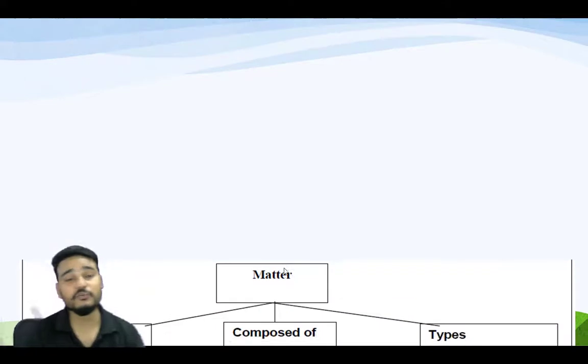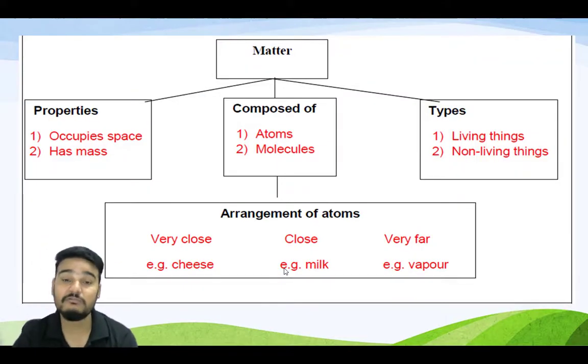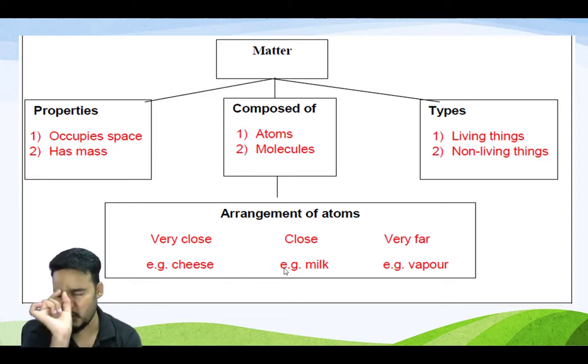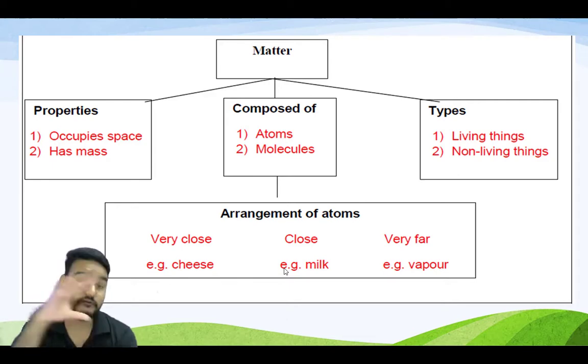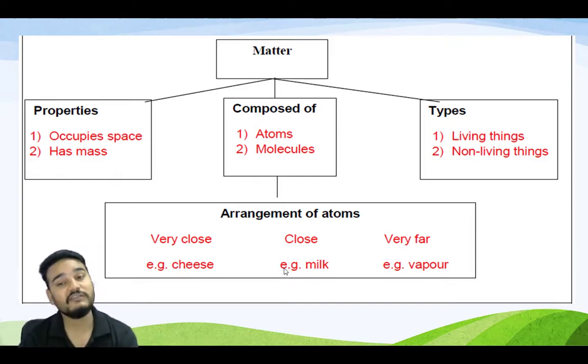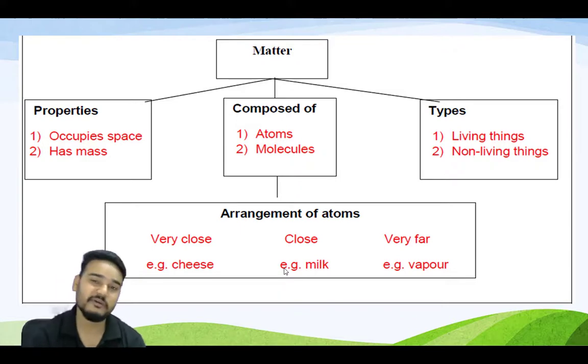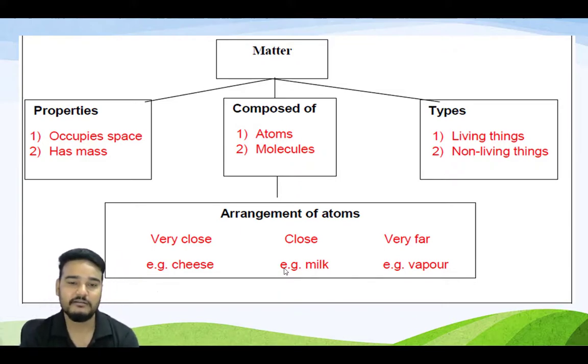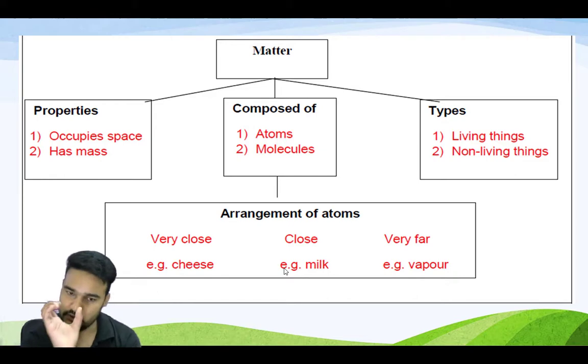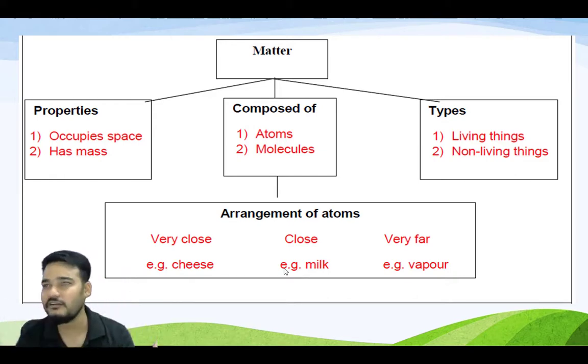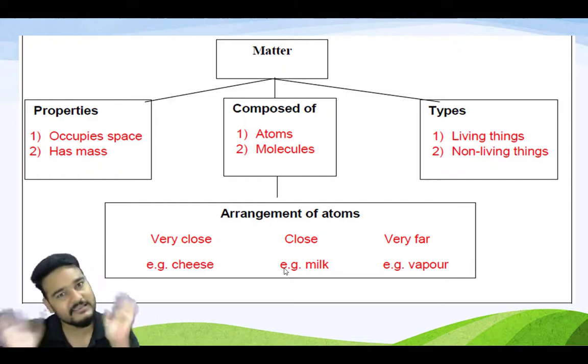Now it was about matter. So we have learned some properties of matter: it occupies space and has mass, and matter is composed of small tiny particles called atoms, and when multiple atoms come together they become molecules. All living things, non-living things, artificial, man-made things come under matter. When the atoms are very close, it is solid. When they are a little bit close, it is liquid, and when they are far apart, they are gases.